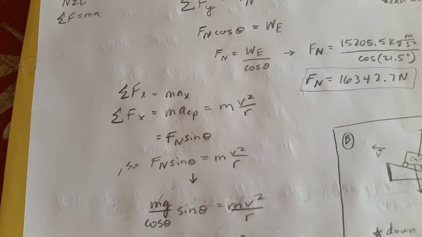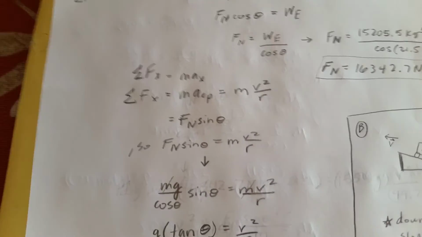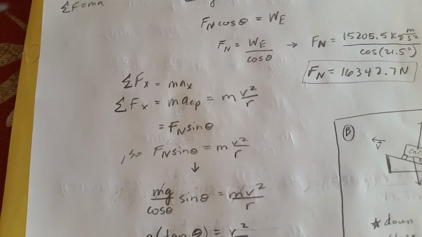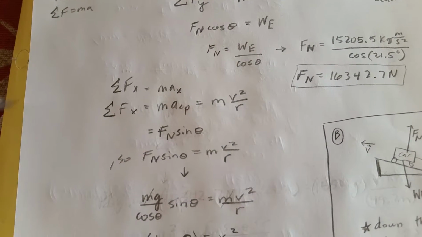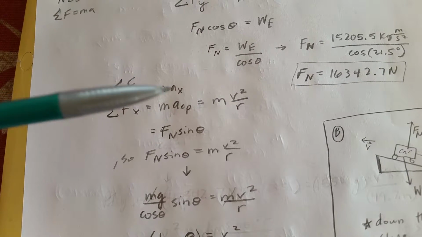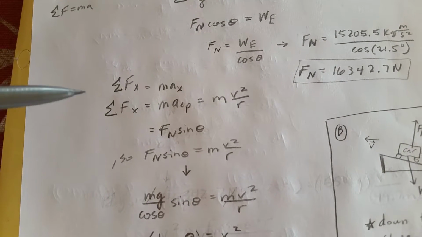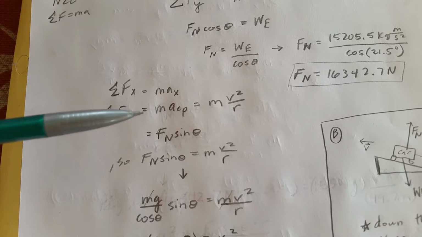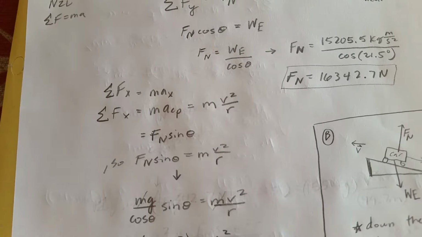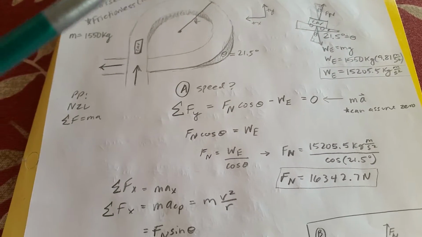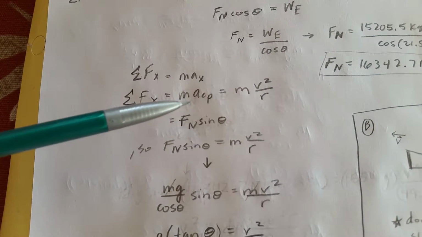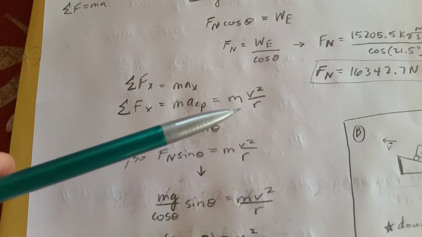So that helps you get what you need to solve the sum of the forces in the x direction, and velocity, or the speed, is what you're actually trying to find. That's in the x direction, so that's why you need force normal. And then the sum of the forces in the x direction equals mass times acceleration in the x direction. Sum of the forces in the x direction equals mass times the centripetal acceleration, and that's just because this is a circular ramp. And then centripetal acceleration is equal to v squared over r, so I just plug that in.